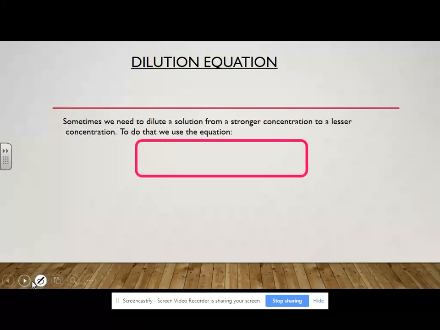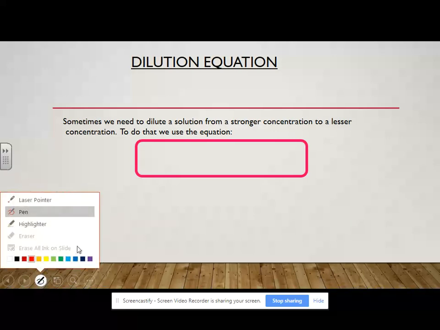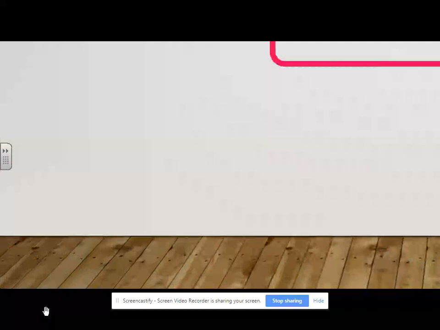So we've talked about how we express concentration and molarity and molality. The next topic is how we would calculate the amount of a stock solution to use in order to dilute a solution to a lesser concentration. Sometimes we do need to take a highly concentrated solution such as 13 molar hydrochloric acid and dilute it to a much weaker concentration, say like 1 molar. And so we use this equation, it's called the dilution equation, to assist us in doing that.